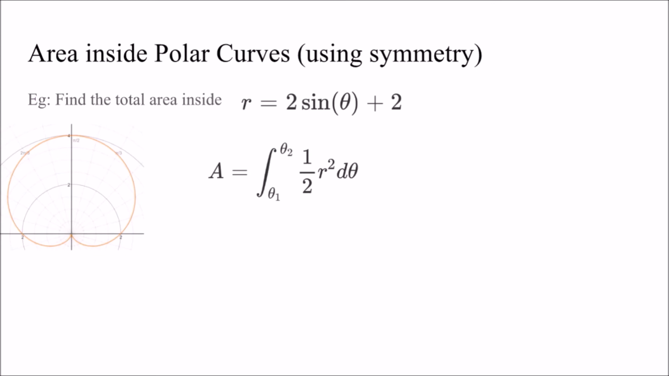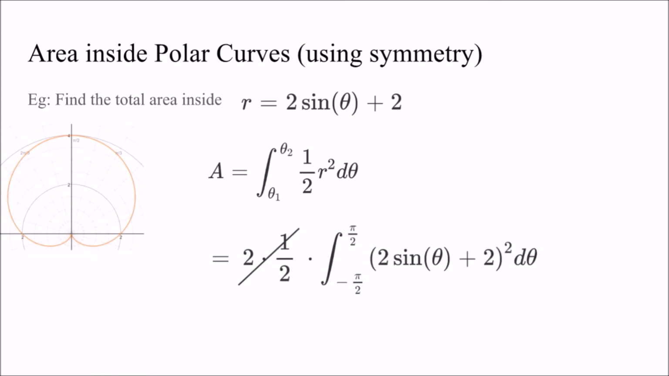Therefore, our bounds of the integral will be from negative pi over 2 to pi over 2, and we will multiply the whole integral by 2. The 2 and the 1/2 in the formula cancel out. The total area inside of the cardioid is the integral from negative pi over 2 to pi over 2 of (2 sine theta plus 2) squared.